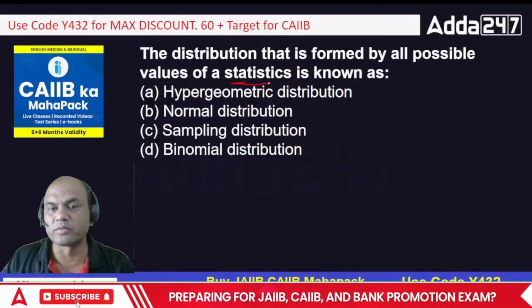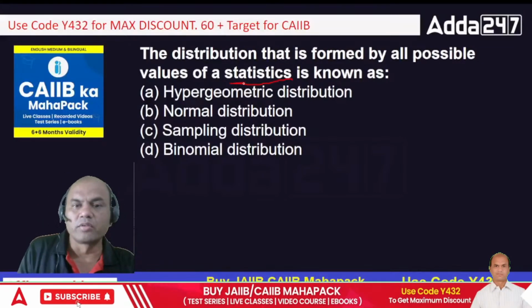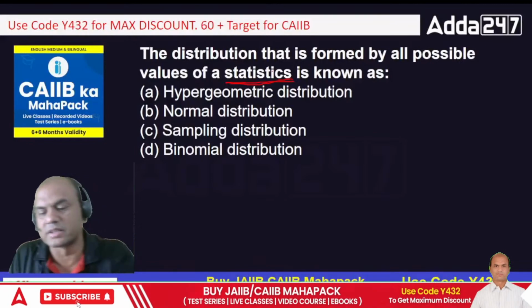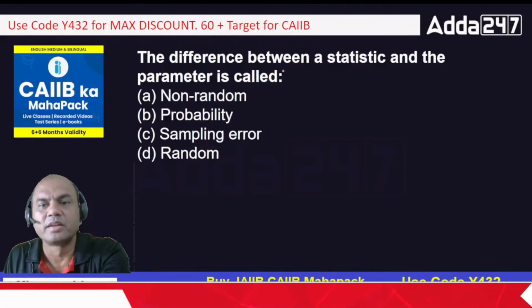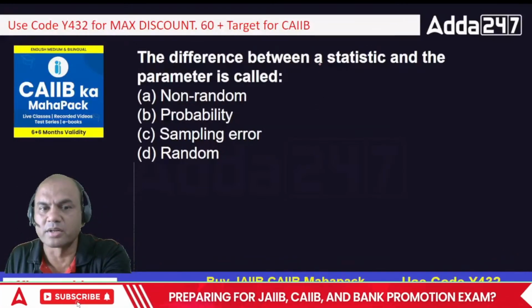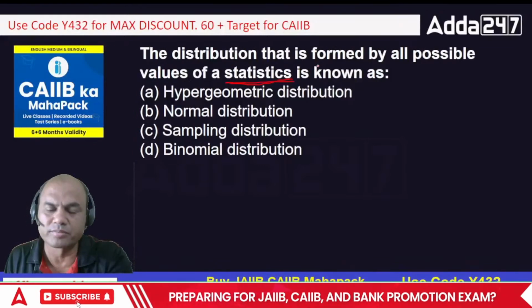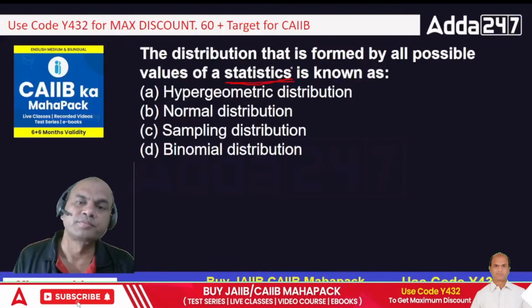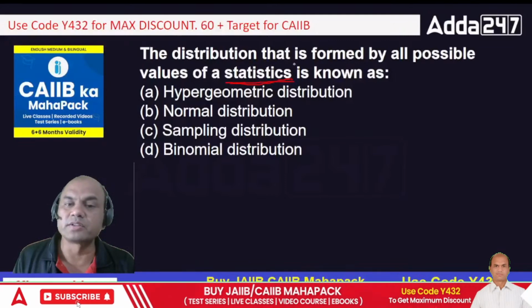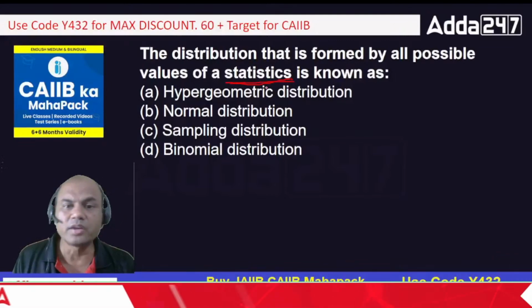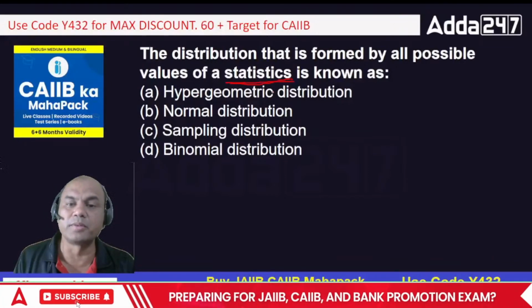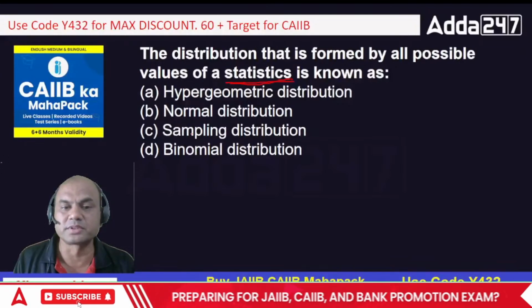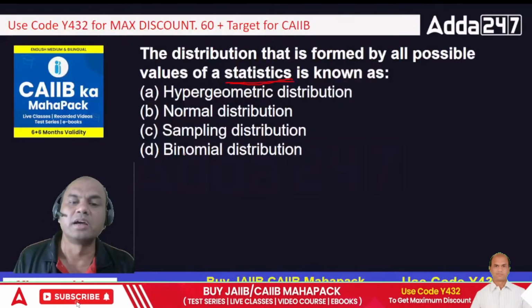Now firstly understand what is statistic, and what is parameter. I have this in a separate question, and the next question is the same. So, all possible values of statistics. The options are hypergeometric distribution, normal distribution, sampling distribution and binomial.